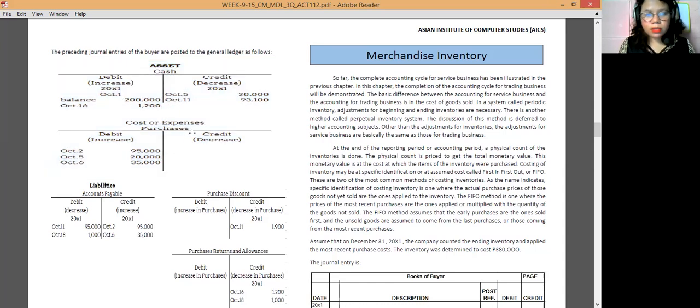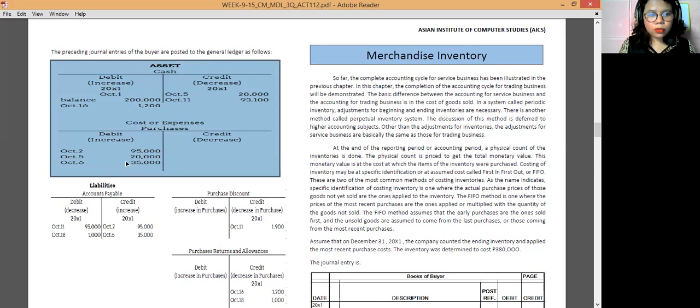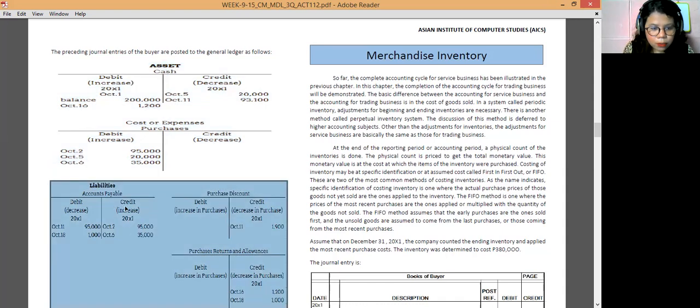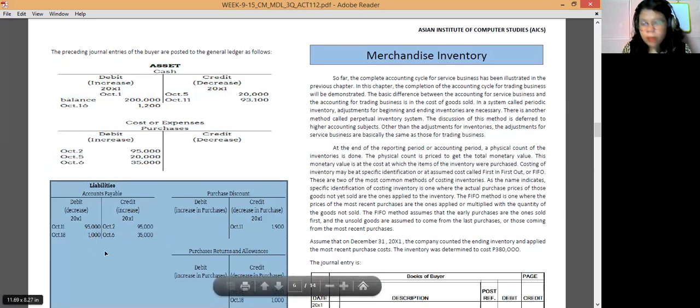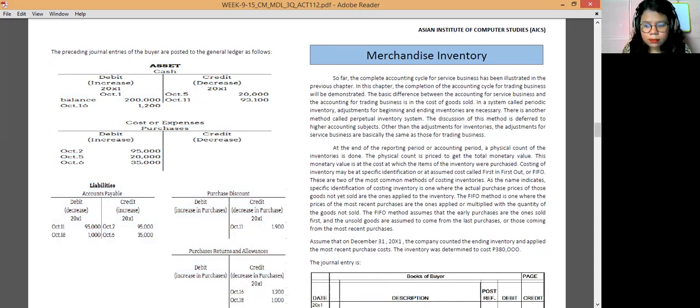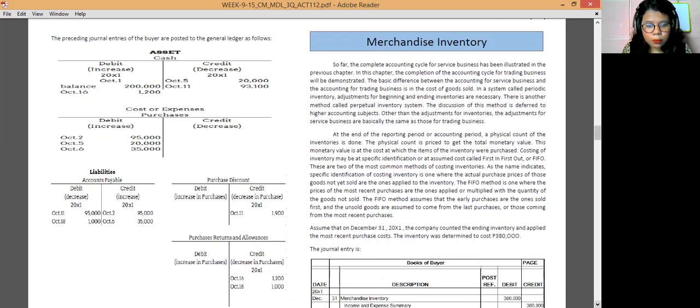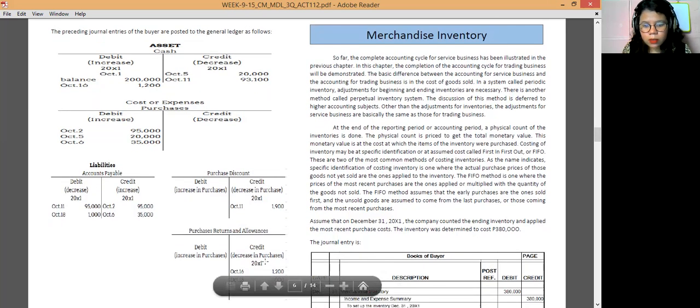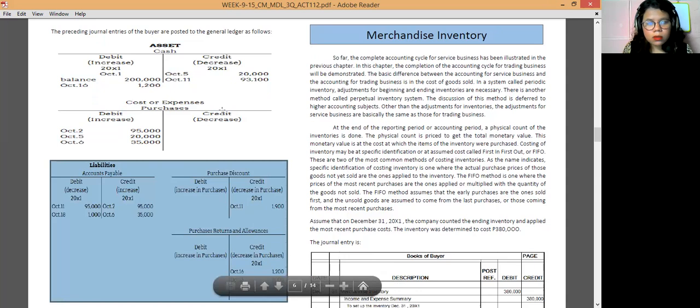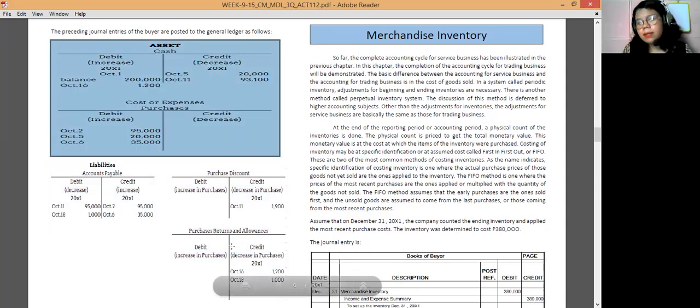Then, cost or expenses, purchase. So, debit, i-add nyo to. So, total nito is our cost and expenses. Then, liabilities, accounts payable. So, total nyo under debit and credit. So, 95,000 tsaka 1,000. And yung 95,000, 35,000. So, accounts payable. Then, purchase discount, 1,900. Di ba? And yung purchase returns and allowances, 1,200 and 1,000. So, again, baka mamaya malito pa kayo.